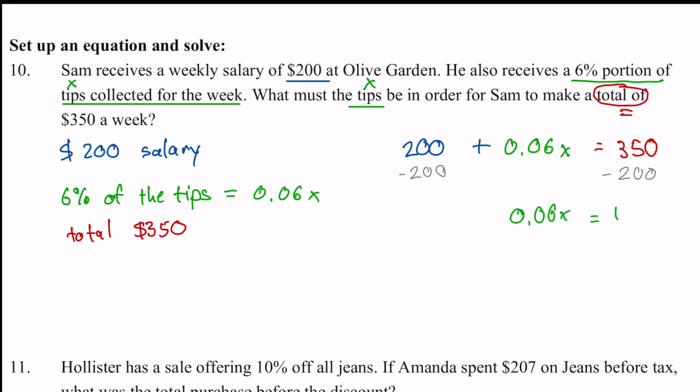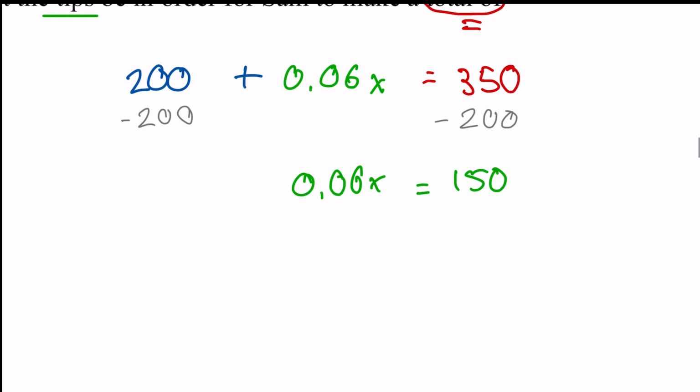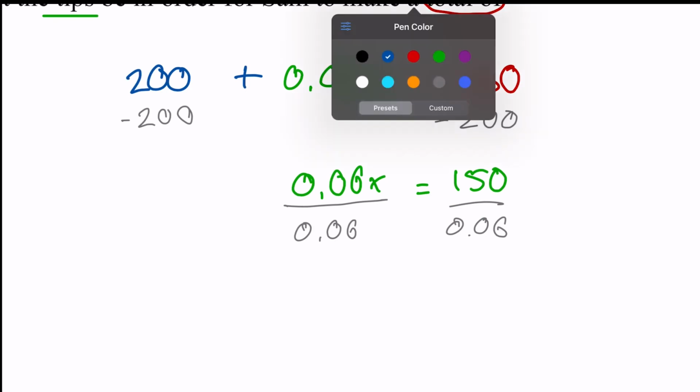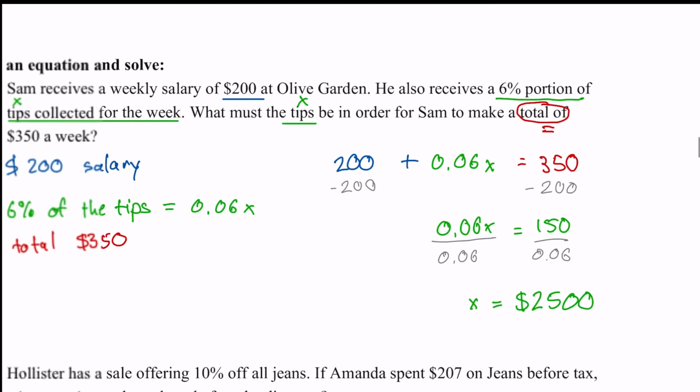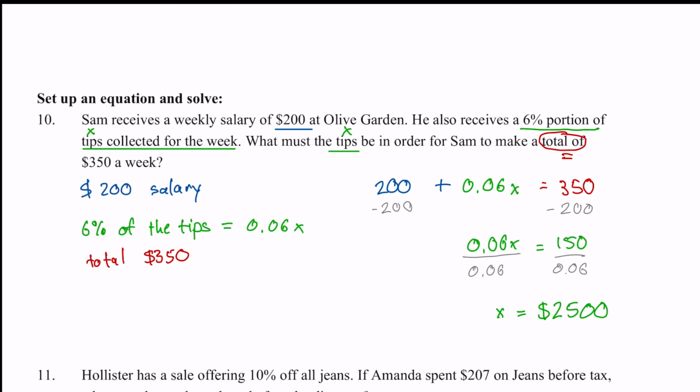0.06x is equal to 150. And again, if you want to do what was recommended in the lesson last time, you could multiply everything by 100, but you are allowed to use a calculator on the exam, so you can actually just immediately divide both sides by 0.06. And you'll find the answer right here is x is equal to 2,500. So again, there must have been $2,500 in tips.